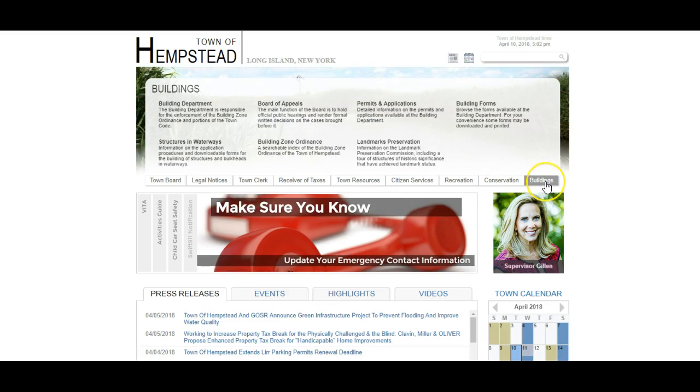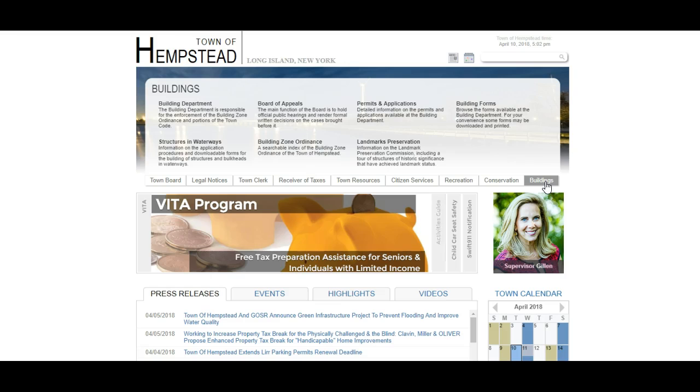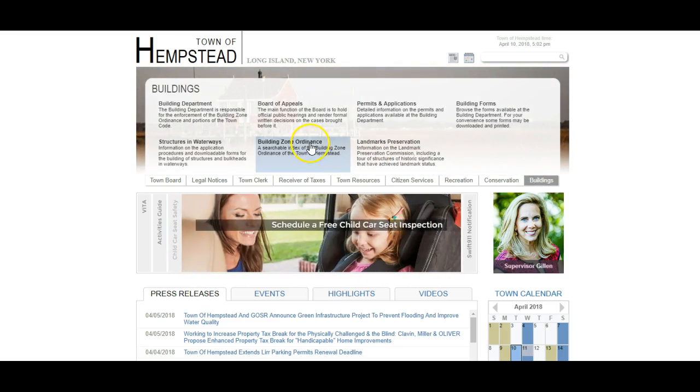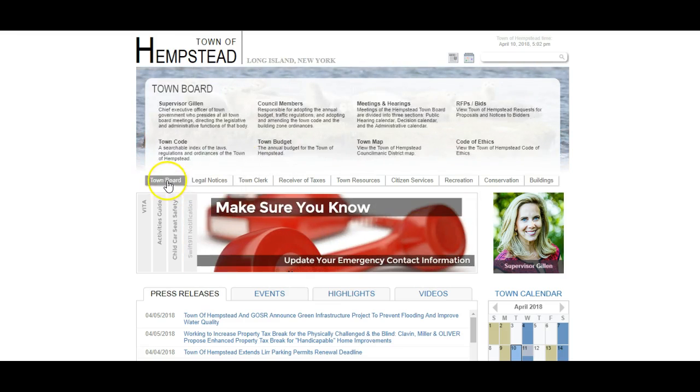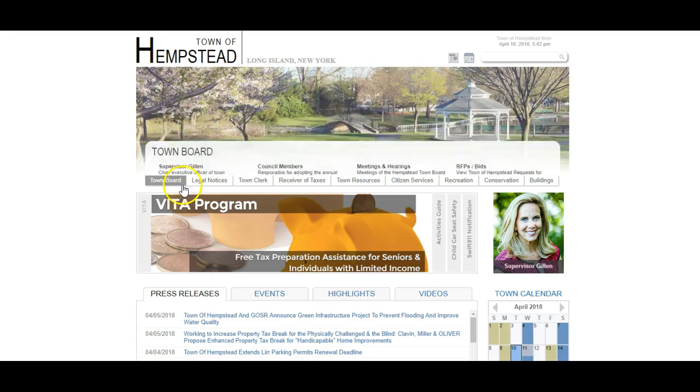You can see here buildings. So for those of you who will be working in the real estate area, we have a Town of Hempstead Building Department, and there is a building zone ordinance. Again, remember that term ordinance is really another word for code. So that's where you find the building code. Again, remember building codes are very specialized, so they can be published separately.